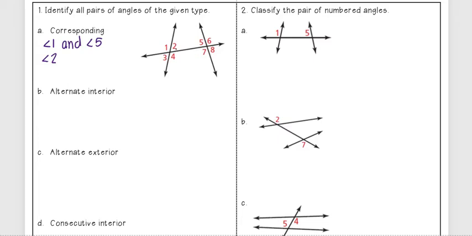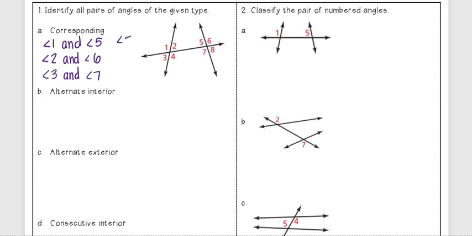So angle 2 is on the top right corner. The angle that's on the top right corner over here is angle 6. Angle 3 is on the bottom left corner. Bottom left corner over here, angle 7.